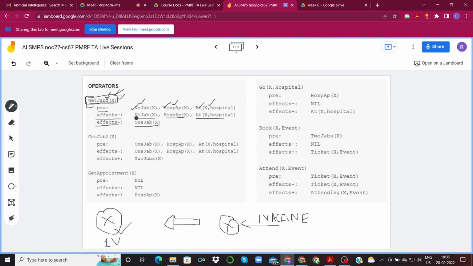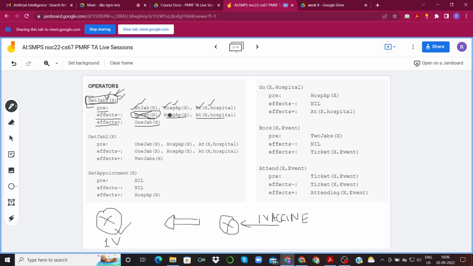Now, since this person already has one vaccine, this particular predicate of X having no shot of vaccine would become untrue, right? This would become false. So that is why this is called a negative effect. Basically, a negative effect of doing this action of getting the first shot.